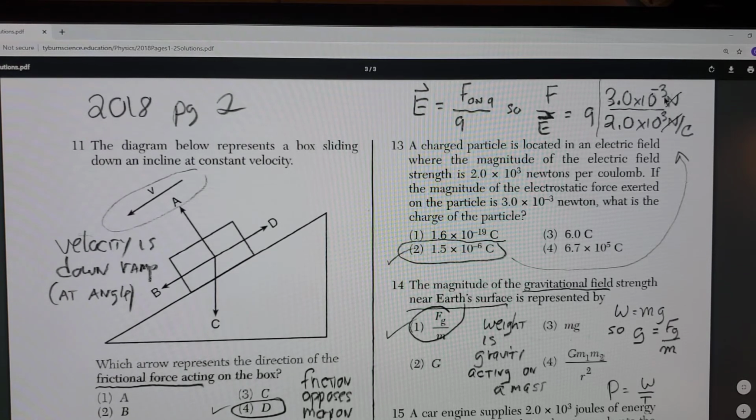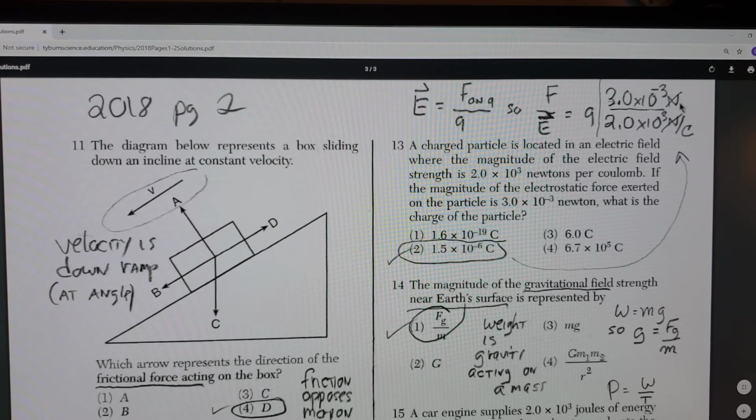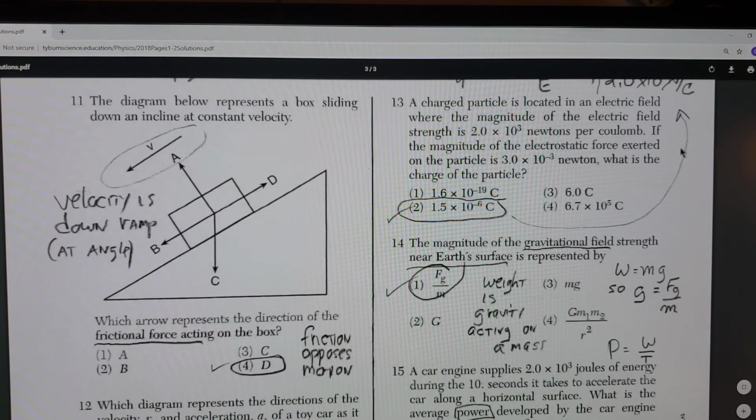And when you do this, then you're going to get a 3 minus 3, which is for the exponent, it will be minus 6. 1.5 times 10 to the minus 6. And the unit is coulombs, because we have newtons on the top here and newtons per coulomb here. So we flip this one upside down to divide it, and these guys cancel out, so we get the unit coulombs. Okay.